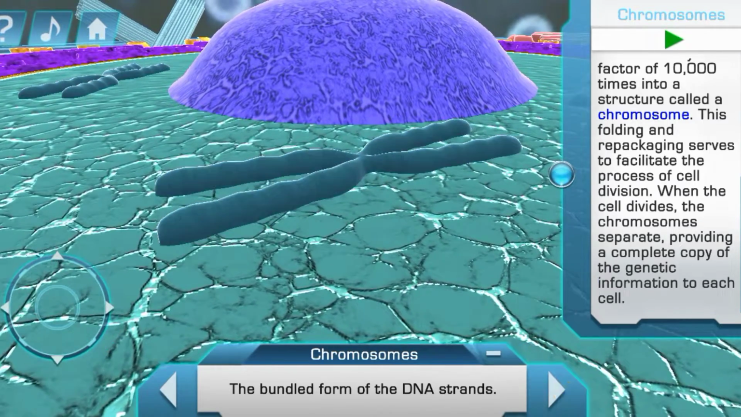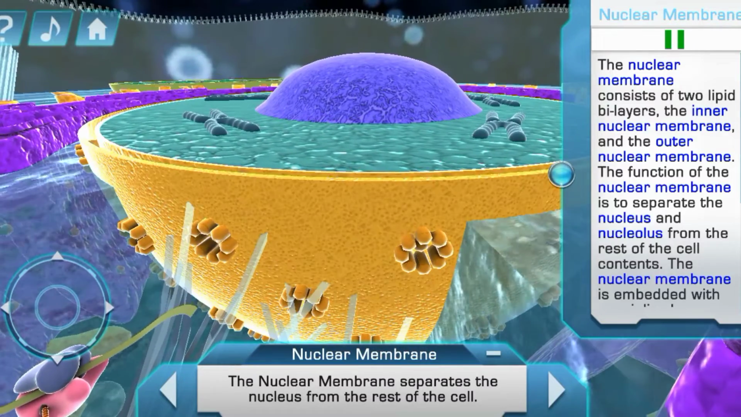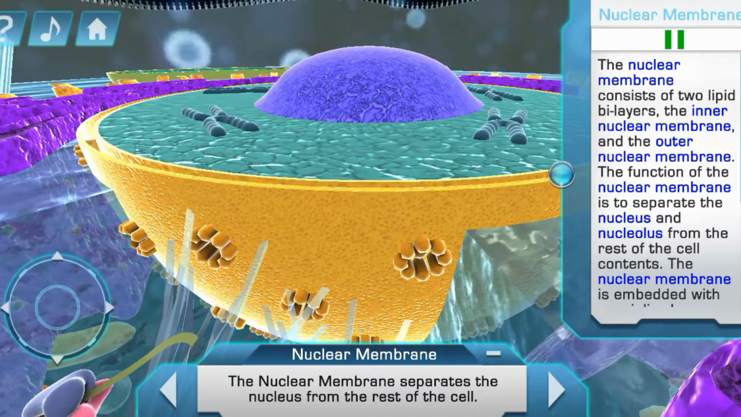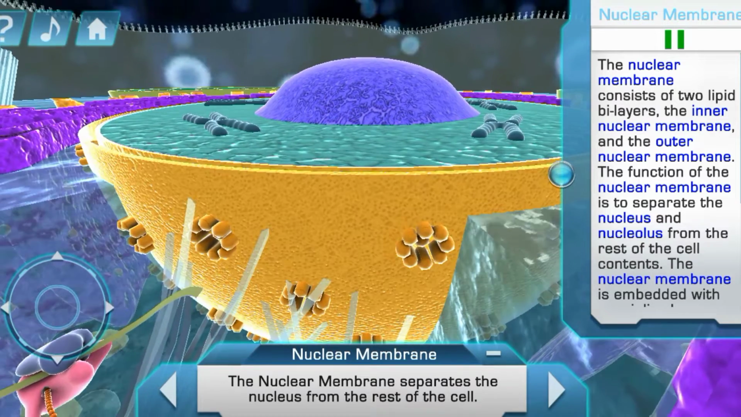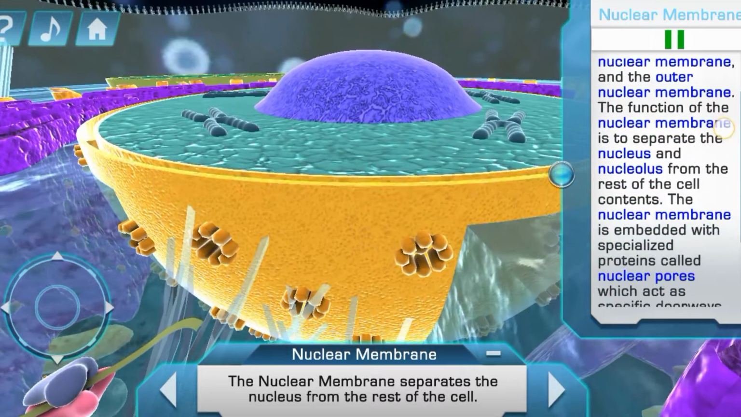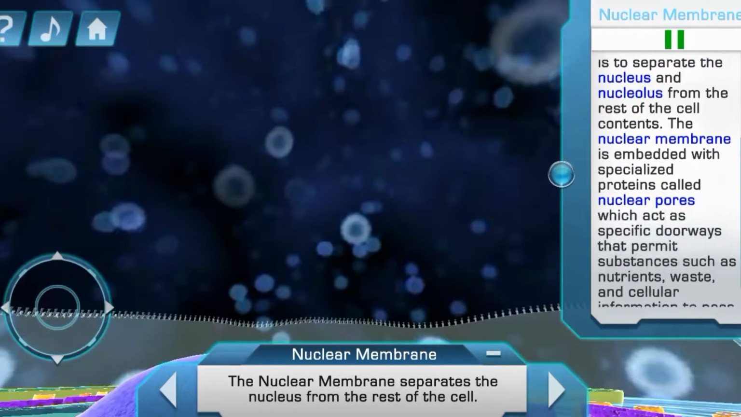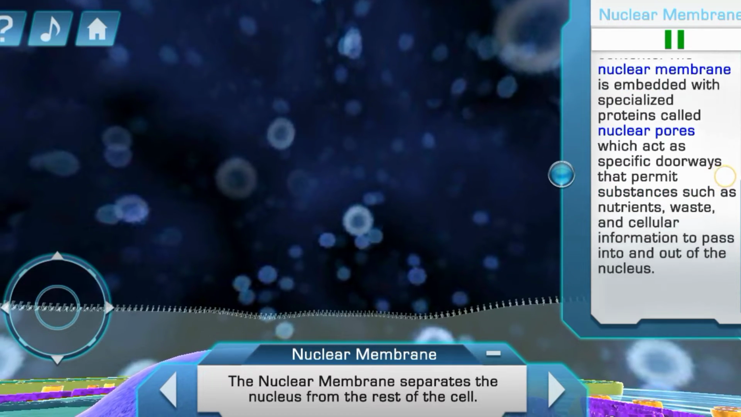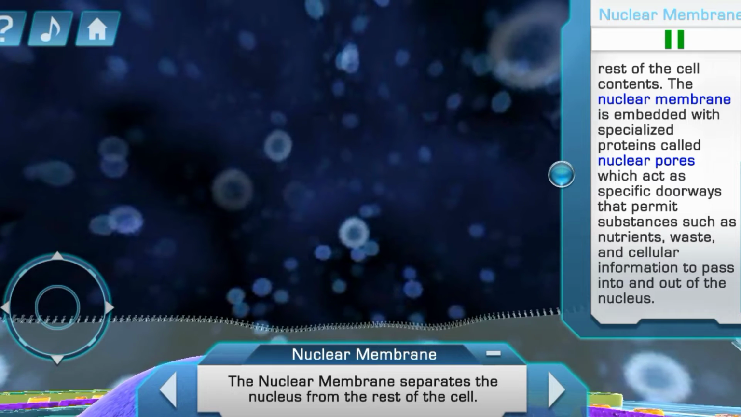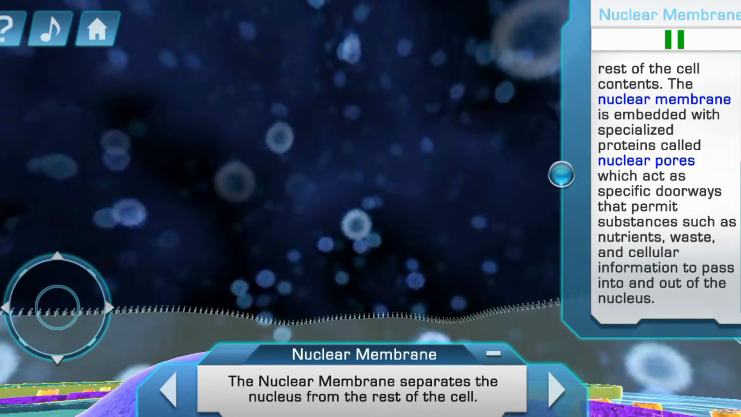The nuclear membrane consists of 2 lipid bilayers: the inner nuclear membrane and the outer nuclear membrane. The function of the nuclear membrane is to separate the nucleus and the nucleolus from the rest of the cell contents. The nuclear membrane is embedded with special proteins called nuclear pores, which act as specific doorways that permit substances such as nutrients, waste, and cellular information to pass into and out of the nucleus.